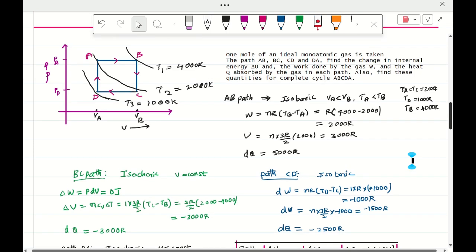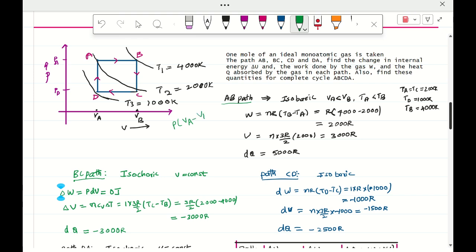See, along the AB path, if you take the AB path, it is an isobaric path, very clear. And VA is less than VB from the diagram, so TA is less than TB. Now in an isobaric process, work done is equal to P dV. Therefore, PA into VB minus VA. So that is the work done actually. But VA, VB values are not given. So instead of VA, VB, they have given temperatures. So change this work done, P into VB minus VA.